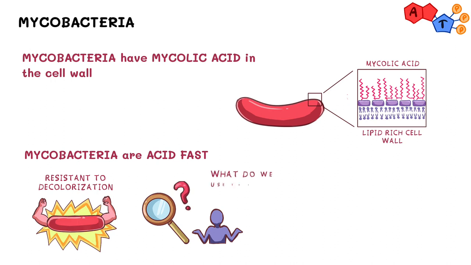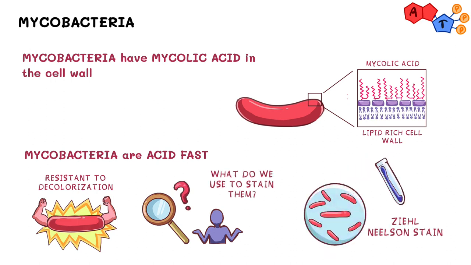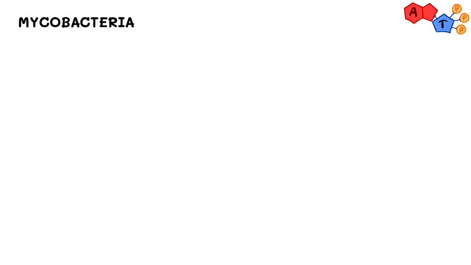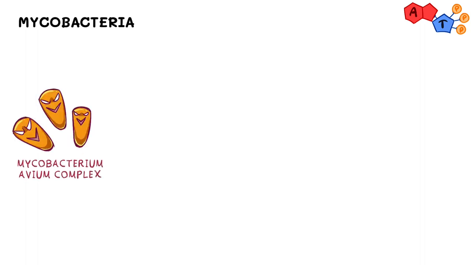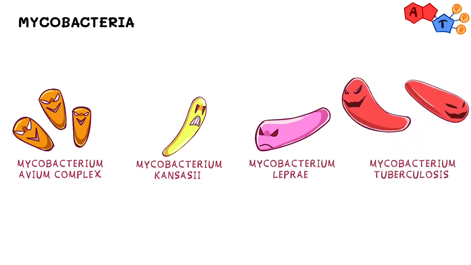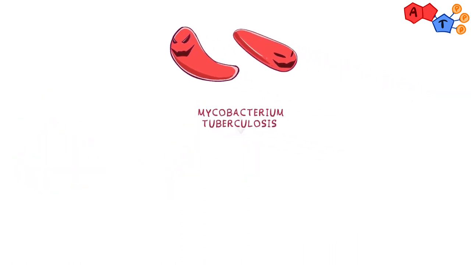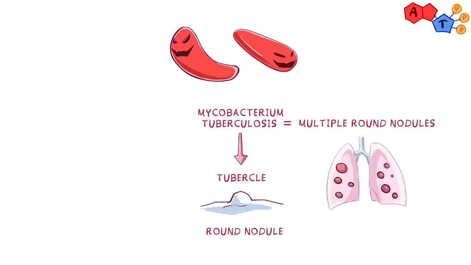So, what do we use to stain them then? We use something called Ziehl-Neelsen stain. This stain is used to detect mycobacteria, especially TB. Out of all Mycobacterium species, namely Mycobacterium avium complex, kansasii, leprae, and tuberculosis, TB is the most important one and the one we will be discussing today. The name tuberculosis comes from the word tubercle, which means round nodule. Therefore, tuberculosis means multiple round nodules.